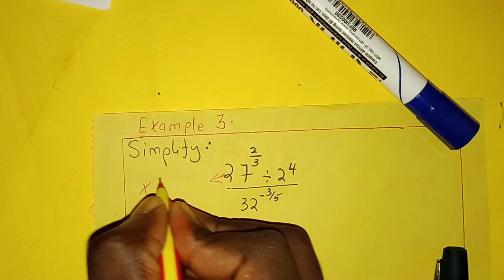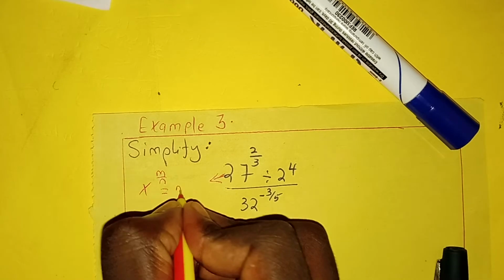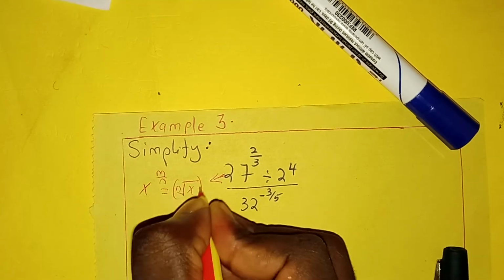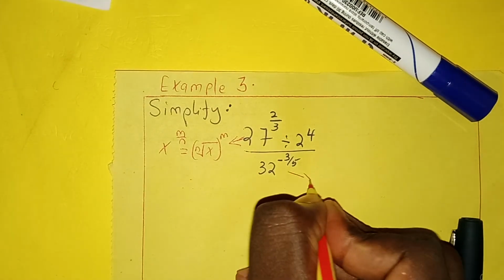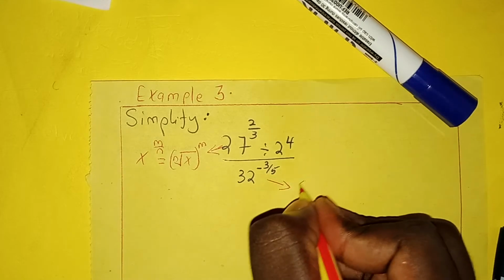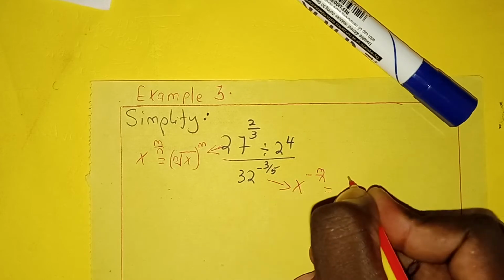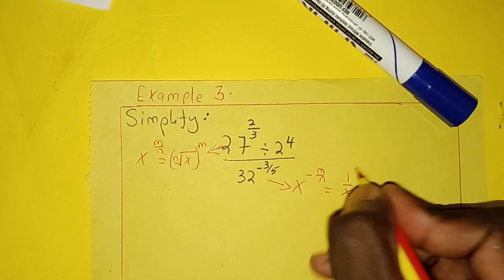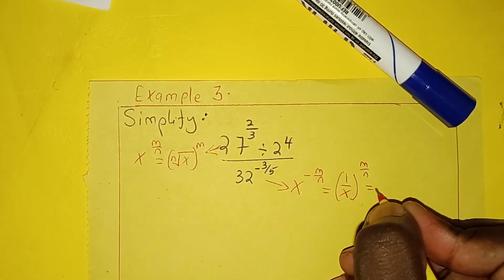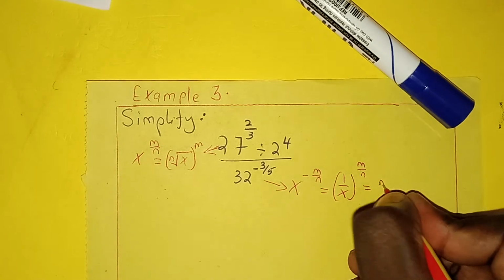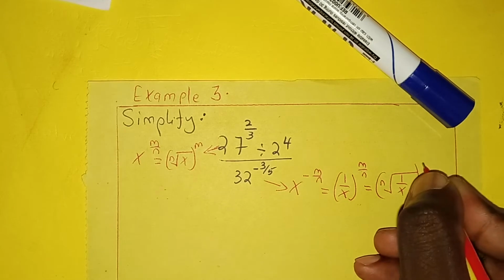x power m over n is equal to the nth root of x power m. Then this denominator will apply this law that x power negative m over n is equal to 1 over x power m over n, which is the same as the nth root of 1 over x power m.